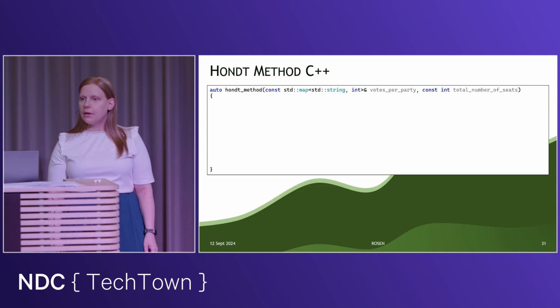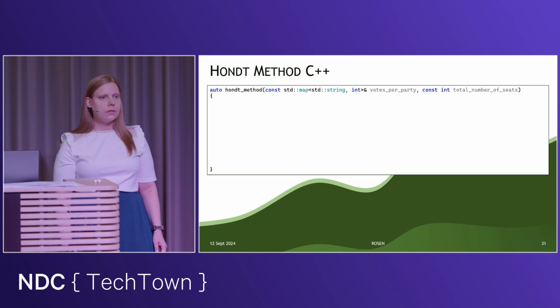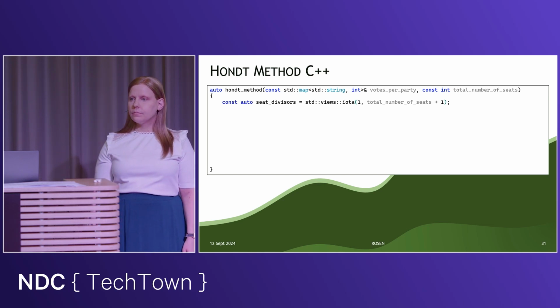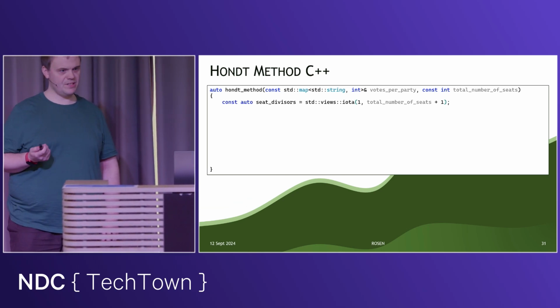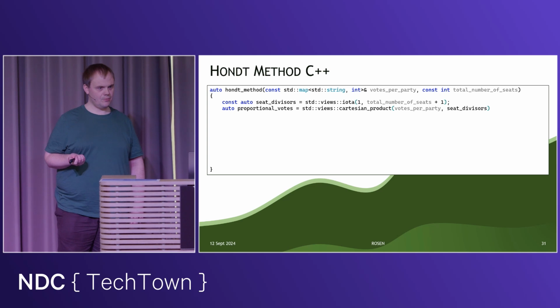Here's an overview of the algorithm without the helper functions. We generate all numbers from 1 up to the total number of seats using the iota view. We combine each number with each party and their votes using the Cartesian product. For each party, we divide its votes by all these numbers using the divide by seat divisors function.